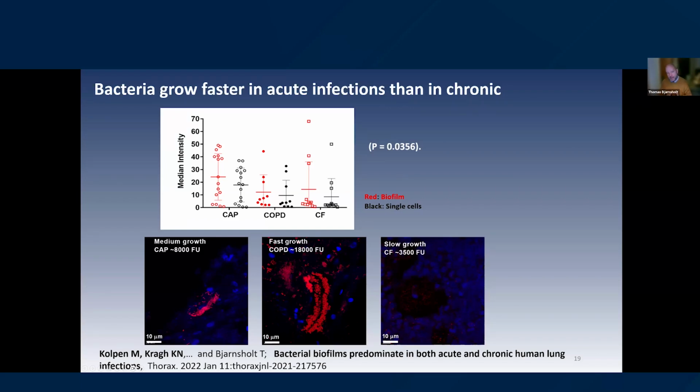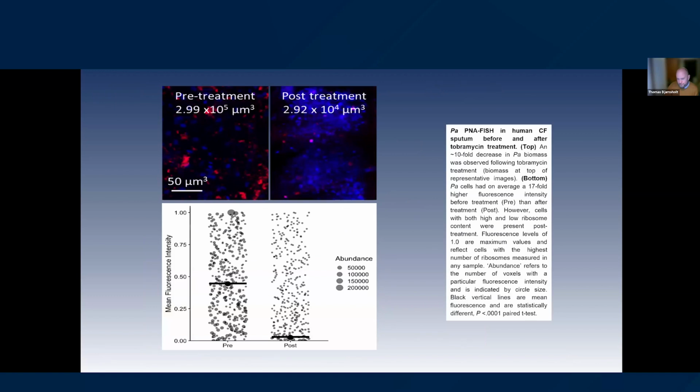The remarkable thing is that we found the same amount of single cells and biofilms in all three infection categories, and also the same amount of inflammatory cells. But the difference was that the bacteria were growing much faster in the acute infections than in the chronic infections. This can explain why acute infections are treatable with antibiotics and chronic infections are not, and we think this is due to the changed microenvironment.